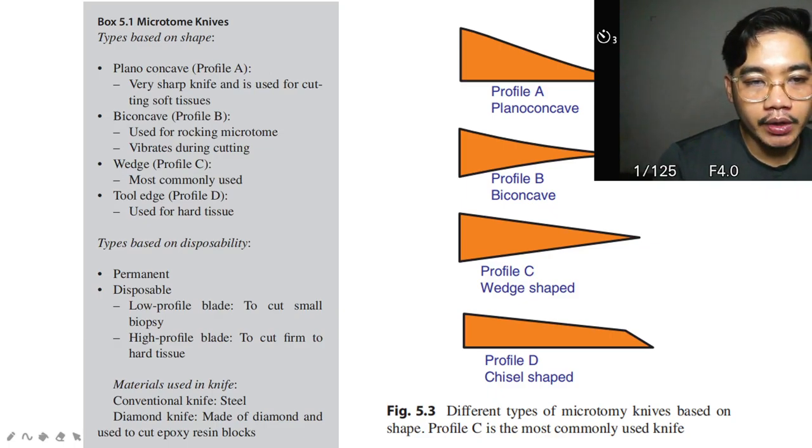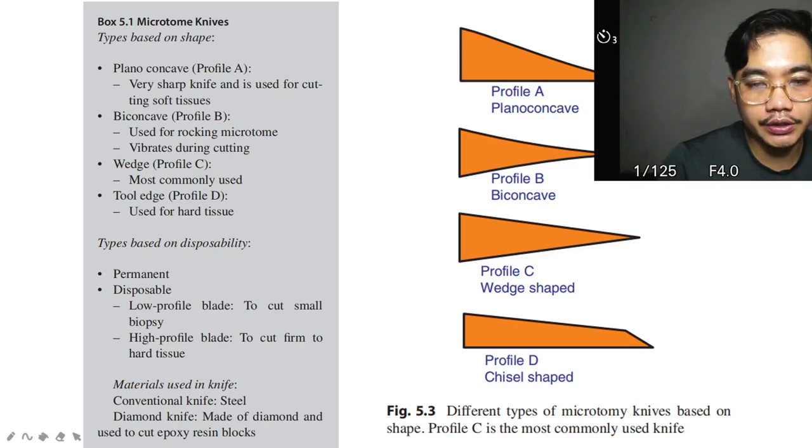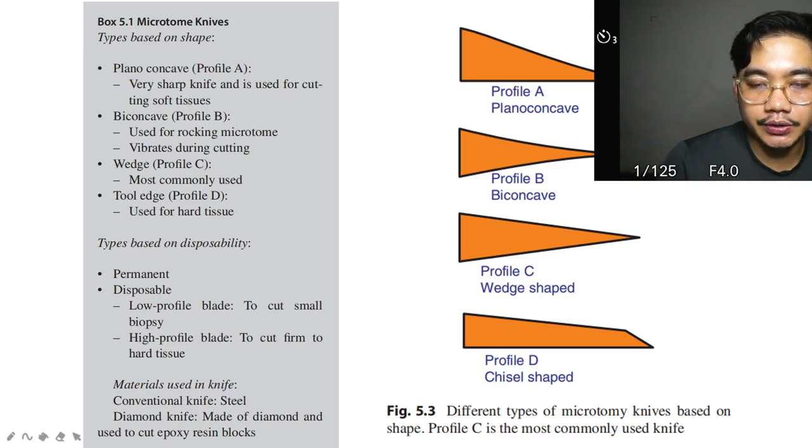So the types of knives based on shape: we have the plano-concave, which is very sharp and used for cutting. The biconcave is for a rocking microtome. The wedge is the most common shape used. And the tool edge is used for hard tissue. It's like a chisel, the tool edge, no?